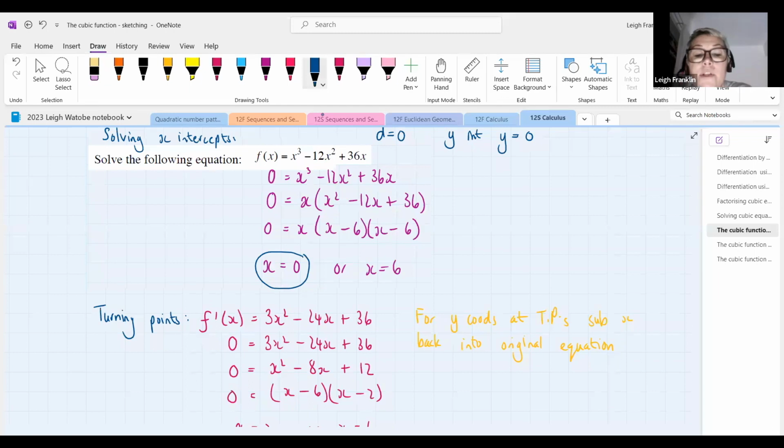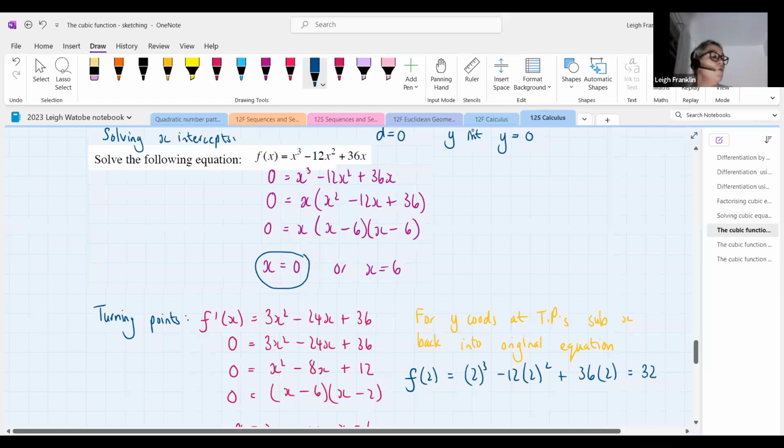So I'm going to calculate f of 2 first. Subbing 2 in, I'd get 2 cubed minus 12 times 2 squared plus 36 times 2. What would that give me? What are you guys getting as an answer? Me too, I'm also getting 32.